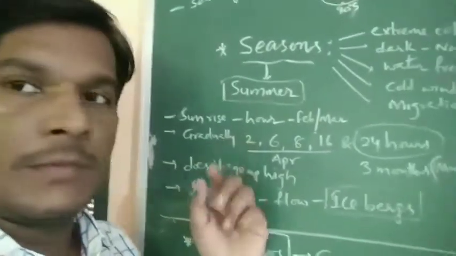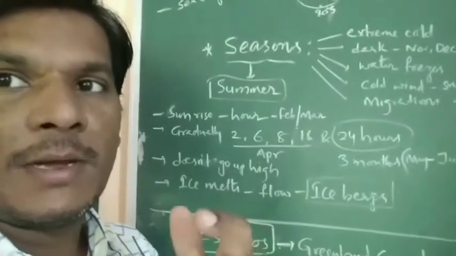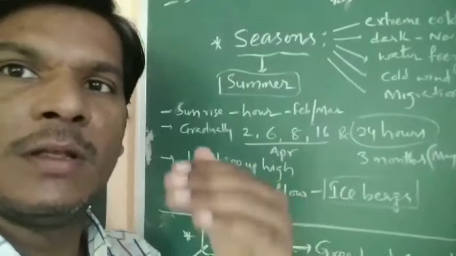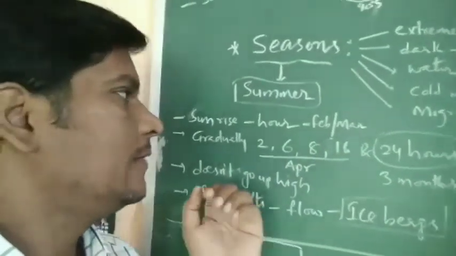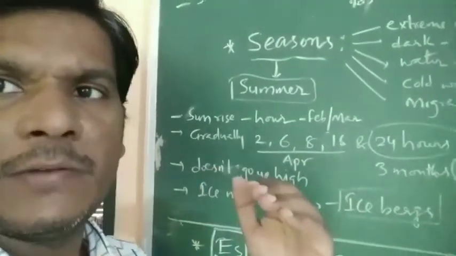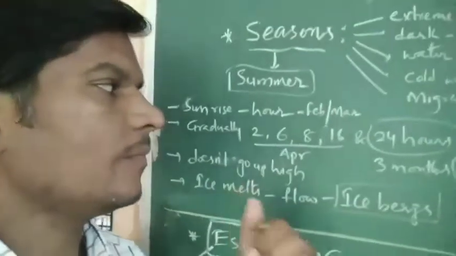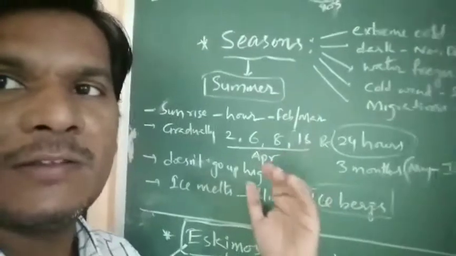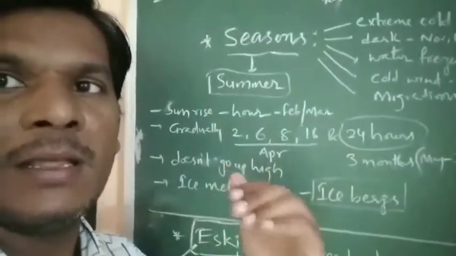Summer months start at the end of February or March. At that time you can see just 1 hour of sunrise. The remaining 23 hours it is dark. Next, gradually it changes into 2 hours of sunshine, then 6 hours, then 8 hours, like that. By the end of April we can see 16 hours of daytime and the remaining night time.